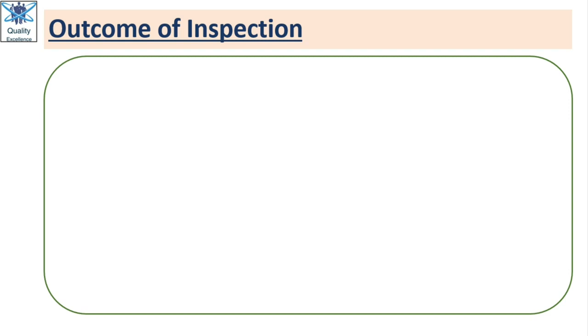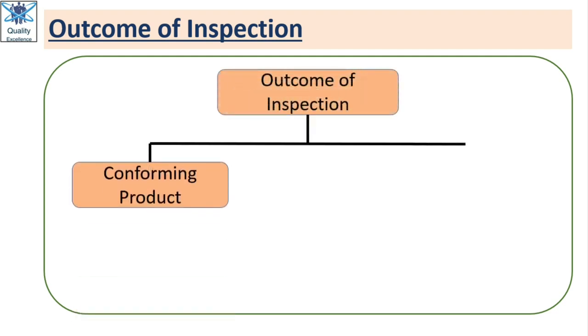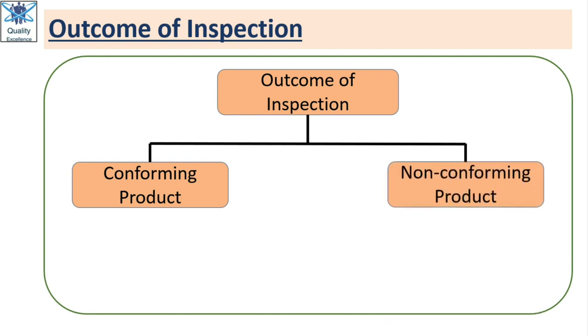So whenever we do any inspection, what will be the outcome of inspection? It will be either a conforming product or a non-conforming product. If a product is conforming, then we will ship that product to the customer, and if it is non-conforming, then we will hold the product. We will not ship it to the customer.